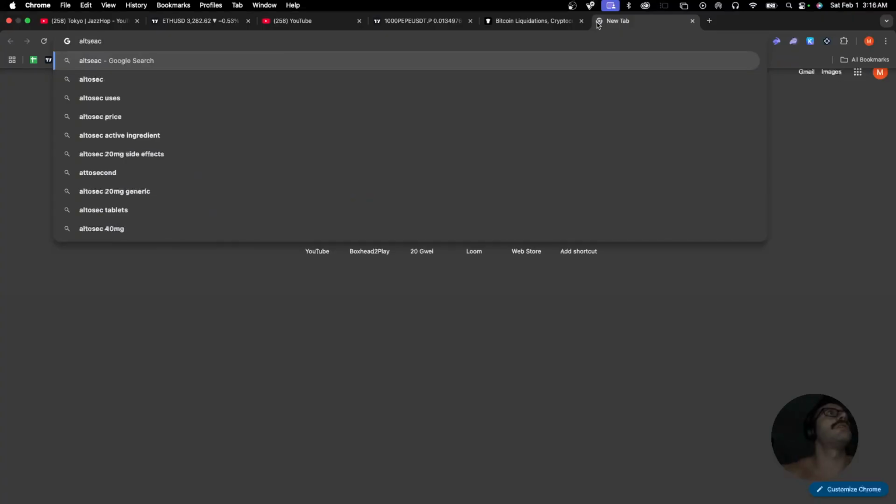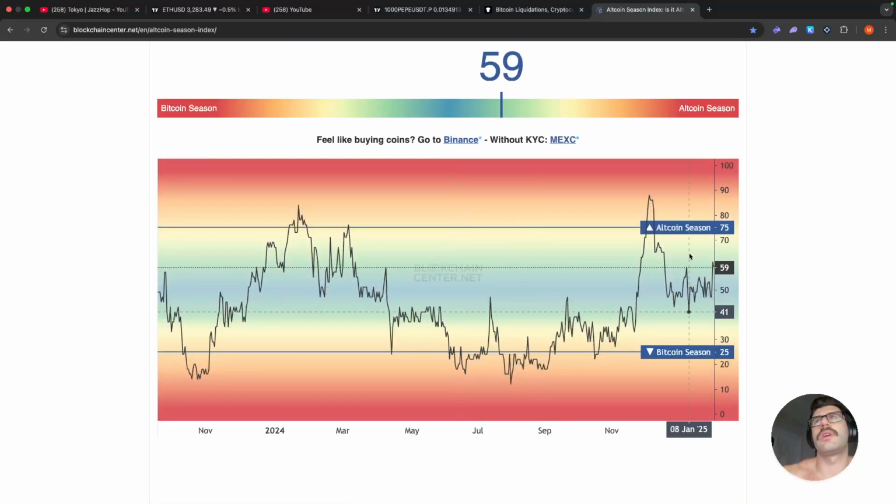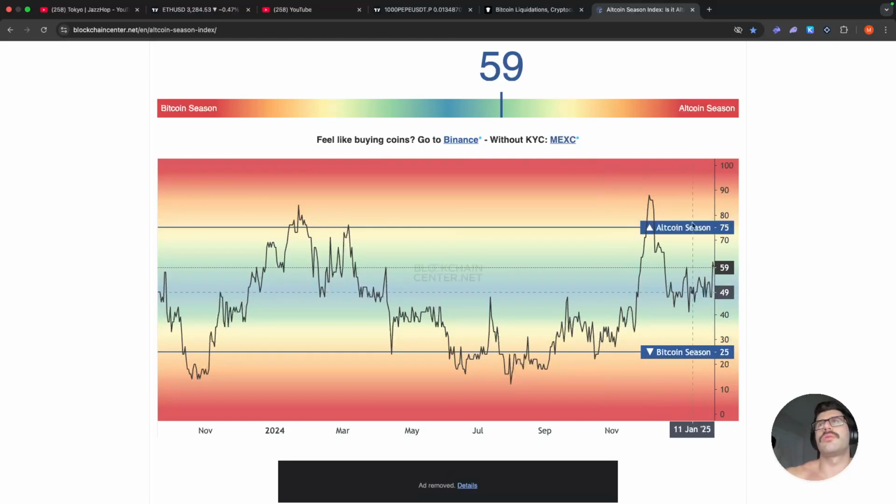And let me see if I can find it. There is an alt season index website. Yeah, I guess it's this one. It gives us an idea about whether we are in alt season or not. And if it is over 75, it means we are. So if we see here, it has increased significantly since January 8th. It was like 41, and now we are at 59.